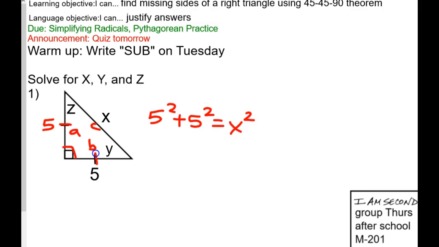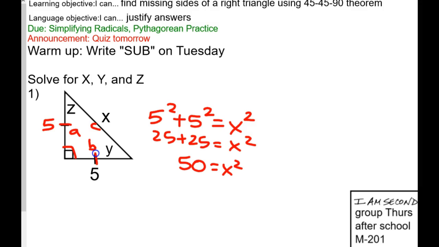Now, what's 5 squared? 5 times 5? Okay, so this is really 25 plus 25, which is 50. Good. Now, 50 equals x squared. How do I get rid of a square? The opposite of square is square root.